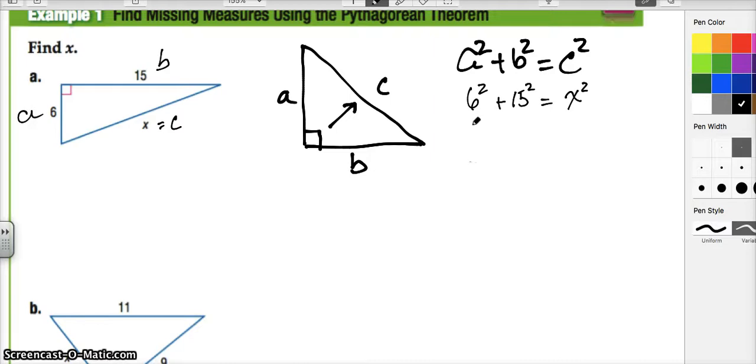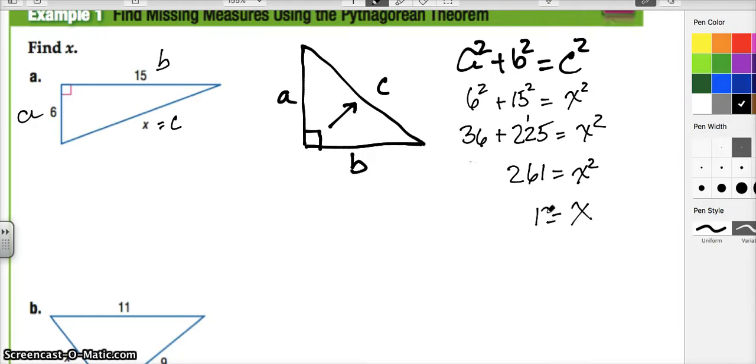So 6 squared is 36, plus 15 squared is 225, is equal to x squared. I'll do a little addition. I got 1, carry 3, 4, 5, 6. 261 is equal to x squared. And I feel like this would be 19 times 19, 19 squared. So x is equal to 19. That was wrong.